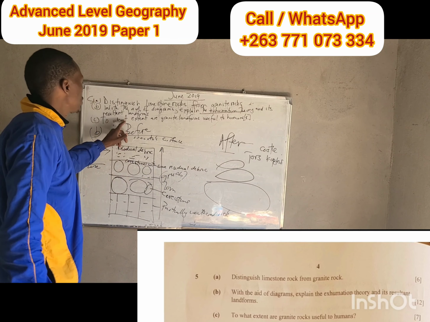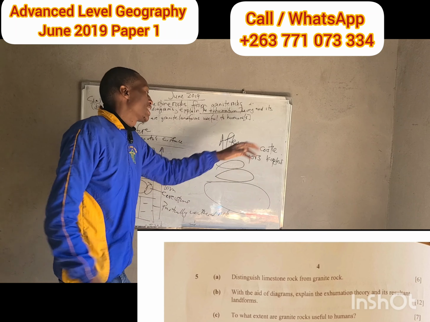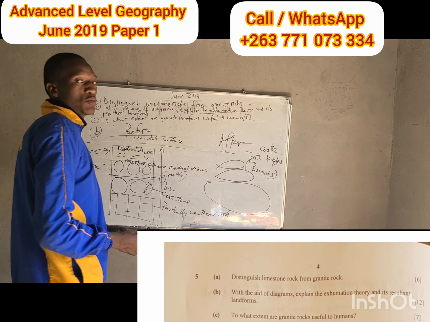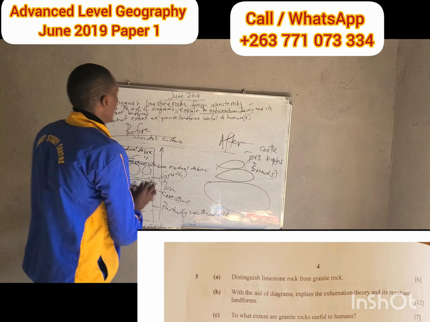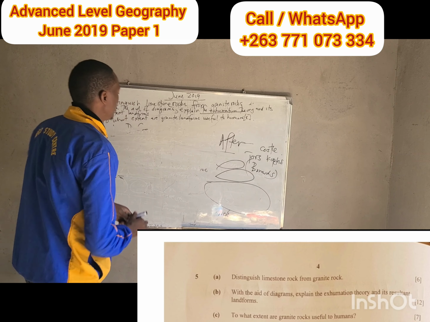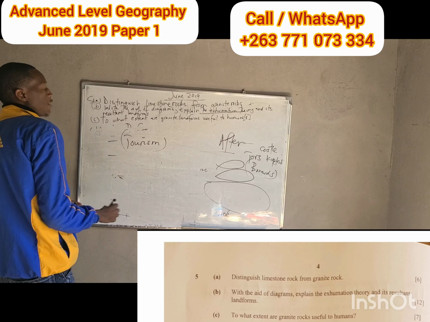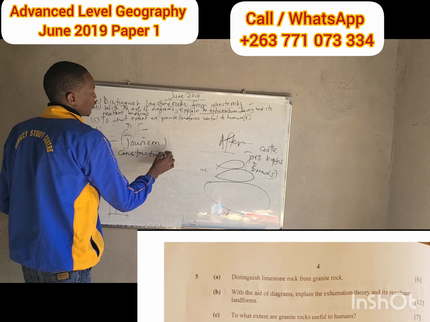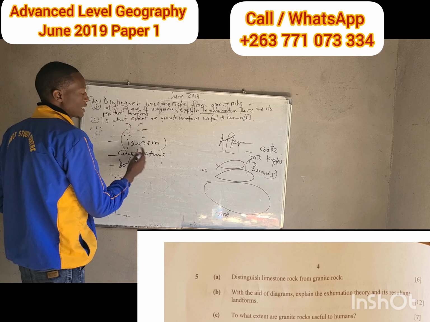Then here we have: to what extent are granite landforms useful? How are these landforms, tors, castle kopjes and bornhardts, useful to humans? Then we are saying to a greater extent, the granite landforms are useful because of the following factors. What are the factors that we have from granite landforms? We have tourism, for example in Epworth. We also have construction. Granite rocks are used for construction.